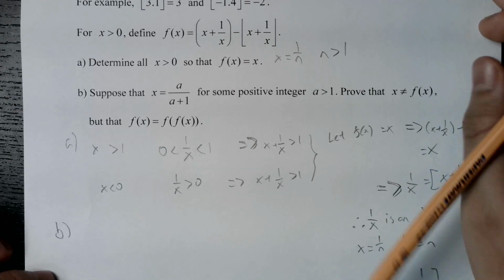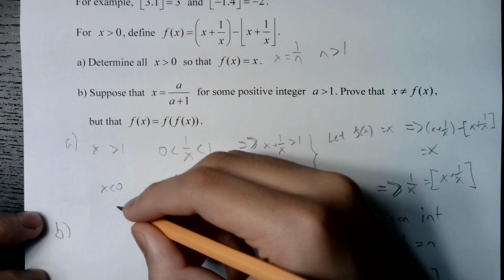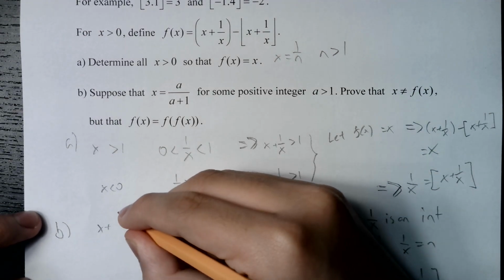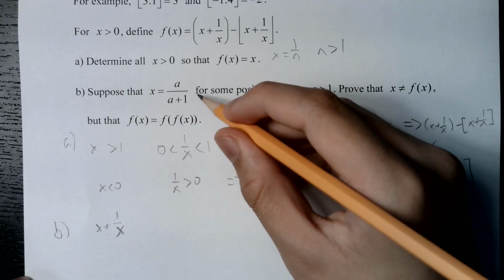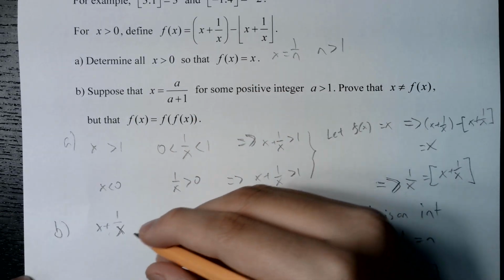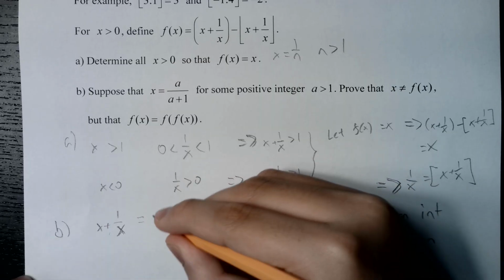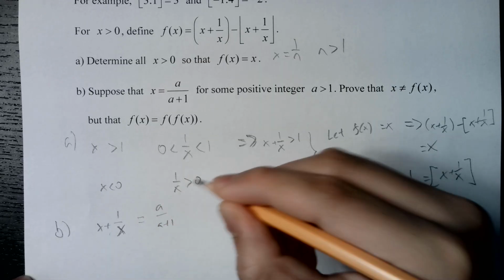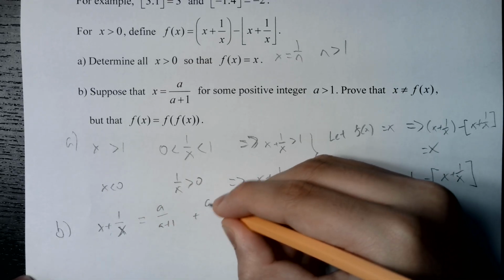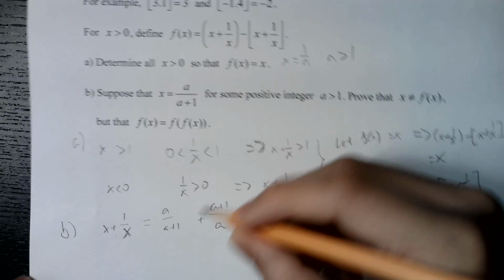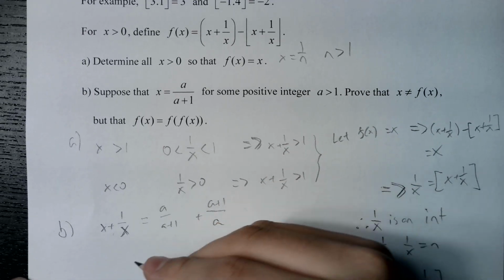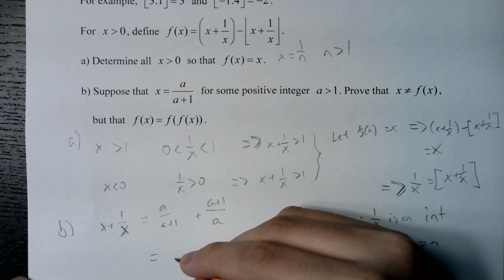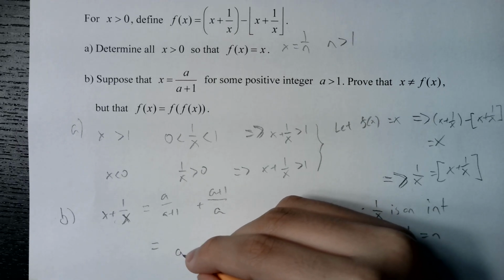So here what we're going to do is take x + 1/x, and we are going to plug in what x is equal to, given in the question. So plugging this in, we can get a/(a+1) + (a+1)/a. Now we're going to need to change the base on the bottom and then add these two together, and this turns into, eventually, this is going to be a lot of calculation, so I'll just write it out.